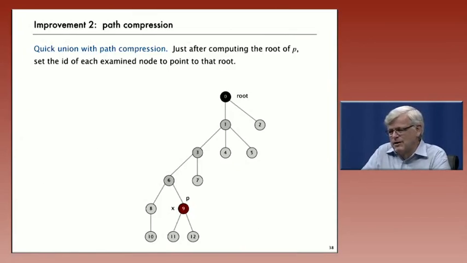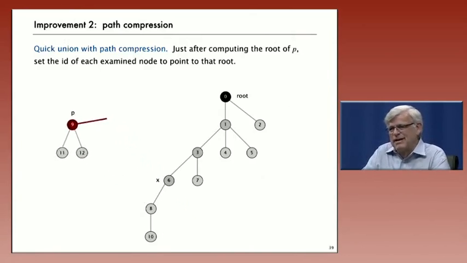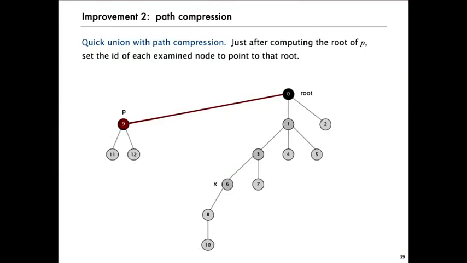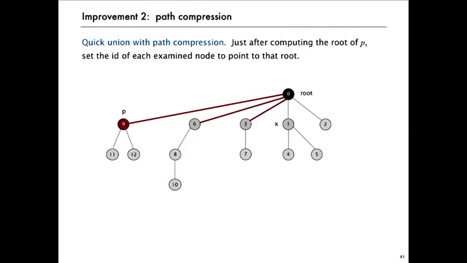And the idea is that, well, when we're trying to find the root of the tree containing a given node, we're touching all the nodes on the path from that node to the root. While we're doing that, we might as well make each one of those just point to the root. There's no reason not to. So when we're trying to find the root of p, after we find it, we might as well just go back and make every node on that path just point to the root.